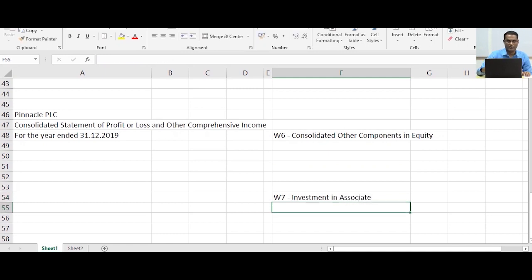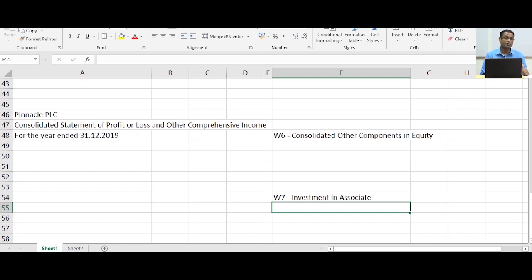Okay. So when we are reading the question, we need to understand what type of workings it requires. So you need to carefully read the question to understand this. So these are the workings that you require to prepare the statement of financial position. Then to prepare the statement of profit or loss and the other comprehensive income, what are the workings that you require? Again, you need to have a group structure, but in this case, you already have the group structure.